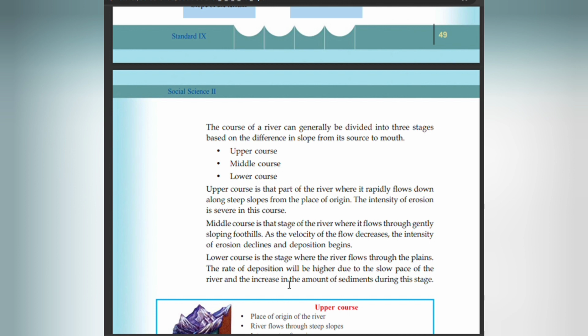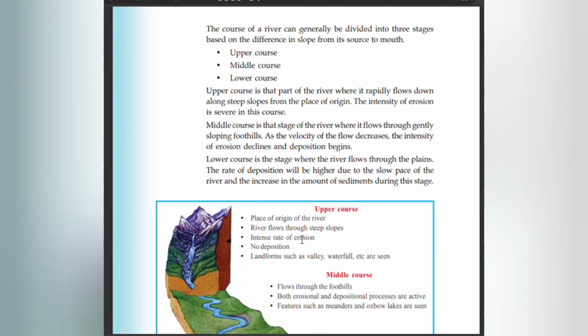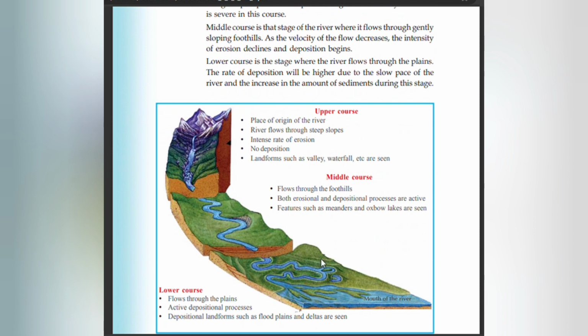Lower course is the stage where the river flows through the plains. Rate of deposition will be higher due to the slow pace of the river and the increase in the amount of sediments during this stage. Upper course: place of origin, the river flows through steep slopes, intense rate of erosion, no deposition, landforms such as valleys, waterfalls, etc. are seen.